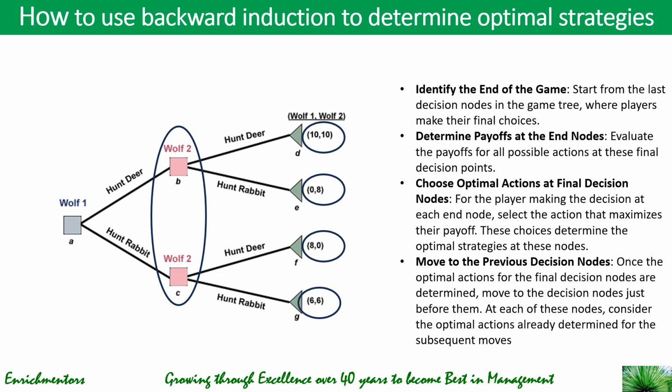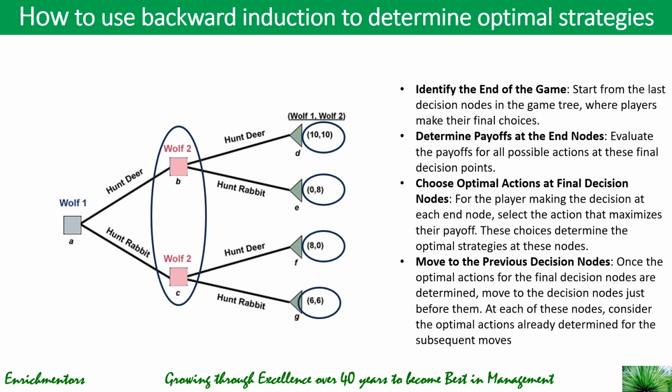So you say, for wolf 2, what is the optimal decision? That's a final decision to make. So for the final player making the decision in the end node, select the action that maximizes their payoff. And these choices determine optimal strategies at these nodes. So let's see how you do that.